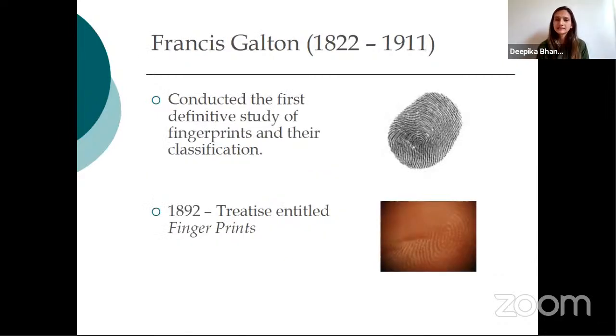Then there is Francis Galton. He was also a statistician and an anthropologist. He did a lot of work on fingerprints. Today everything is based on fingerprints, 100% sure, right? If you find a fingerprint at the scene of crime, it will belong to only one person. He did a study on fingerprints and their classification. If we look at our hands, we see that we have either loops, arches, or whorls. He wrote the book named Fingerprints.